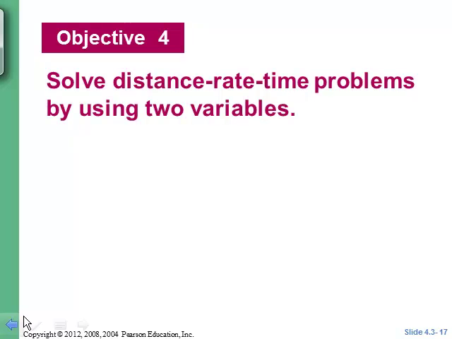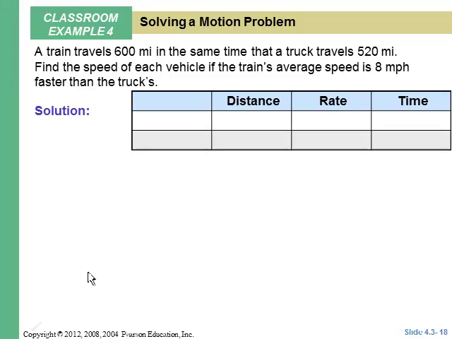Next one. Distance, rate, time problems. We also have a chart. Distance equals rate times time. Train and truck. And let's use the variable N, the last letter of each one, and K, because they both start with T and R. I suppose we could use A and U, but I'm going to use N and K.